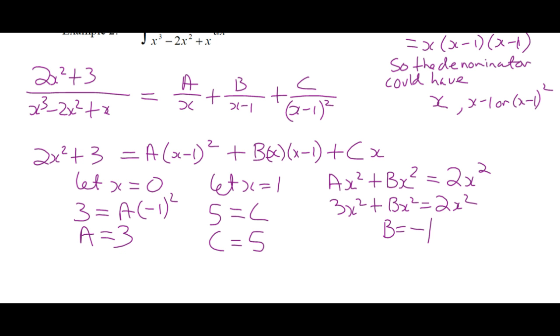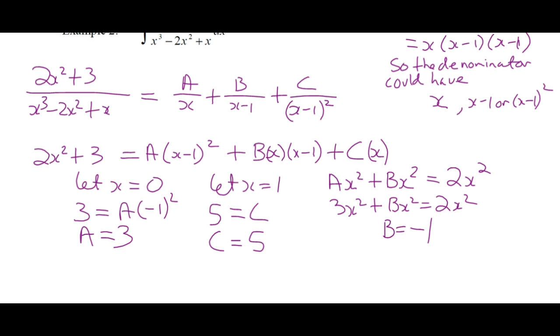If we can get rid of 2 of the terms, and we can do that by letting x equal 0, then we get a. If we can get rid of 2 of the terms by letting x equal 1, that gives us c.